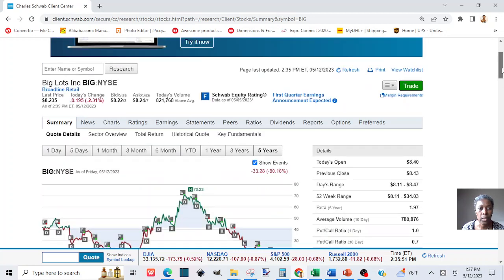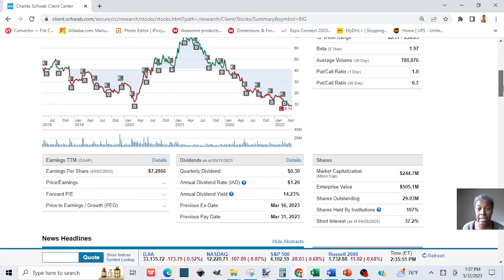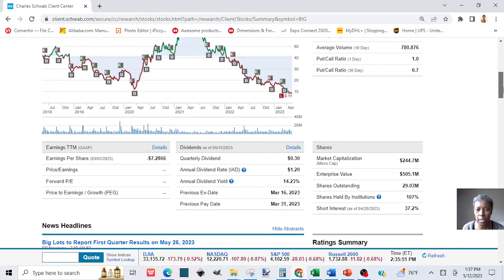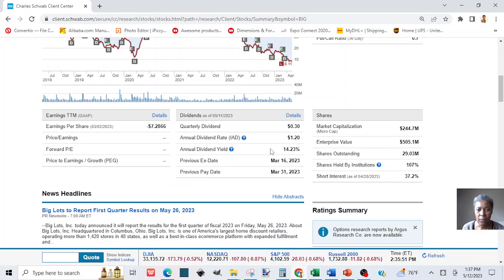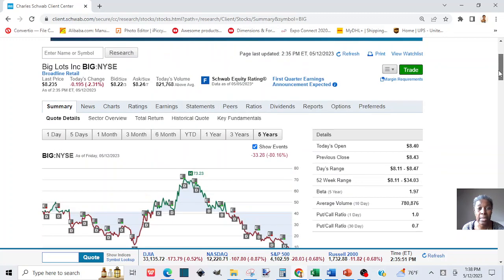So it will be good to go down and see the dividend rate. So the dividend rate is 14.23%. Okay, and it last paid in March, and pretty much if you have one share of this company, you are going to earn 30 cents a quarter, and for the whole year, one share will earn $1.20, and that's all we are interested in at this point.